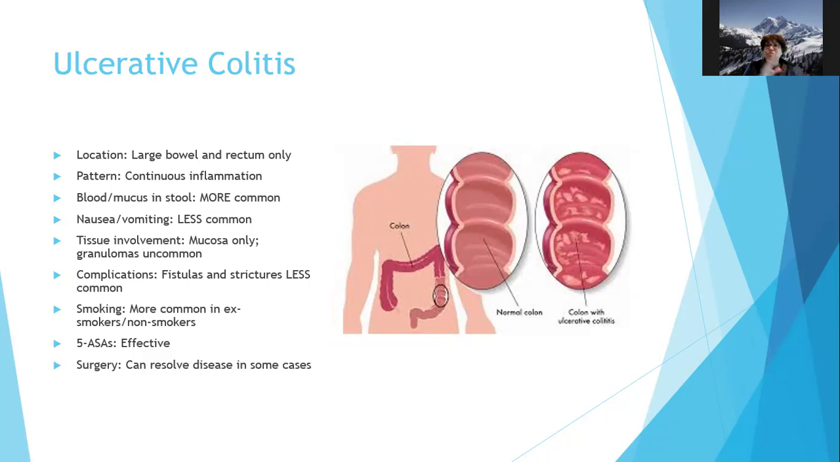So that's kind of the differential diagnosis between Crohn's and ulcerative colitis. Fistulas and strictures are also less common, and it's more common in ex-smokers and non-smokers. Isn't that weird how they're so close but so different?